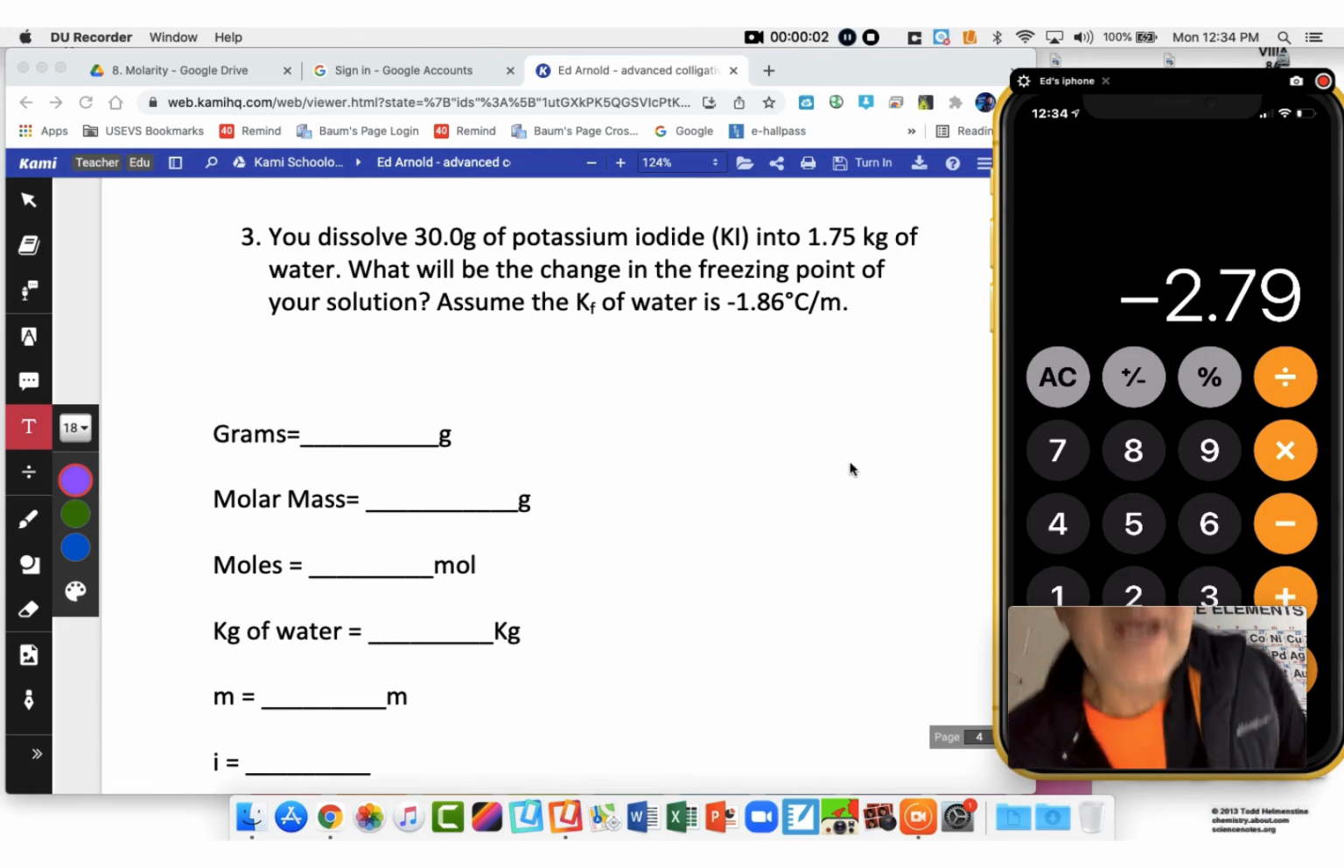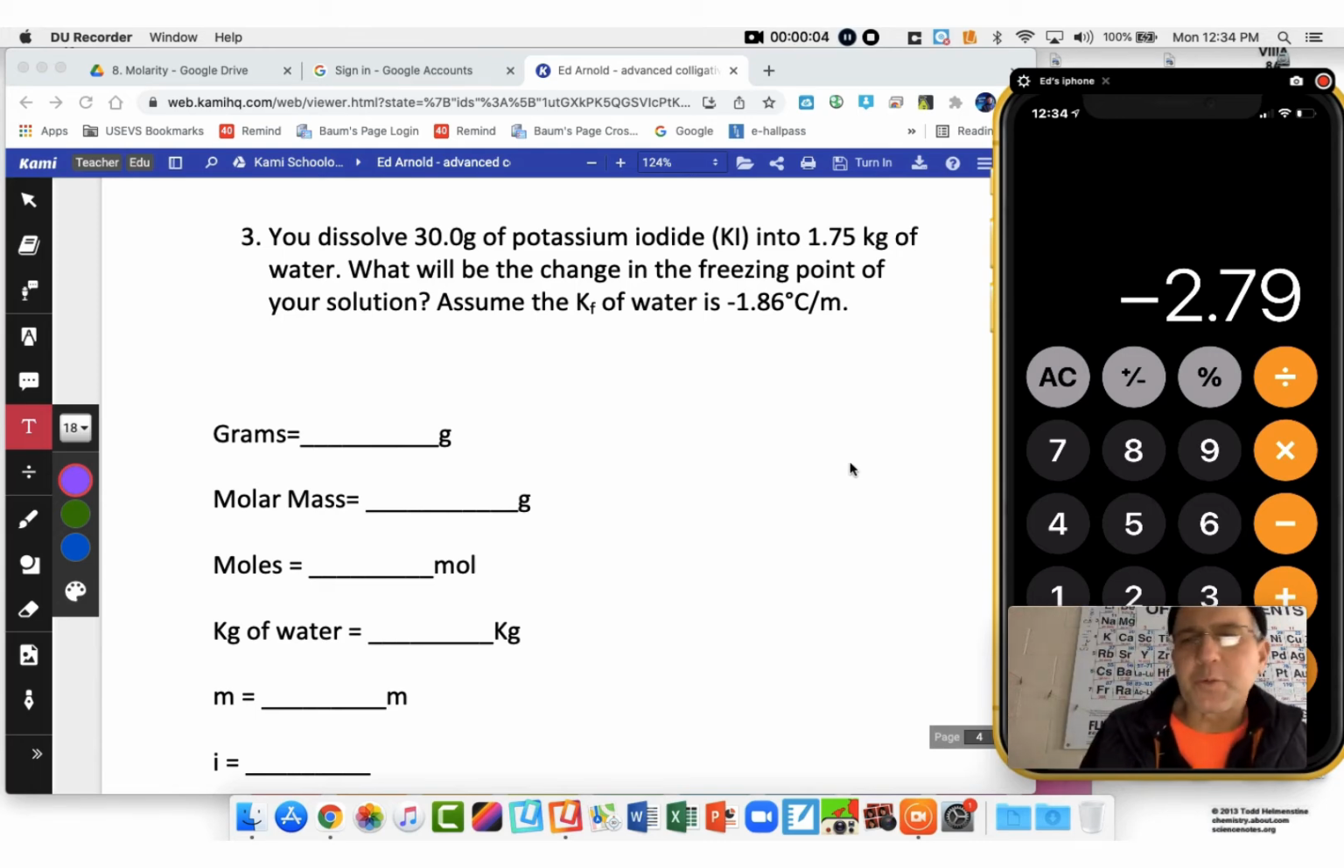Hey, I'm back, and now we're going to do problem number 3. I skipped number 2 and left it for you, and now we're going to try number 3 and see what happens. All right, number 3, you dissolve 30 grams of potassium iodide, that's KI, into 1.75 kilograms of water. What will be the change in the freezing point of your solution? Assume the Kf of water is negative 1.86.